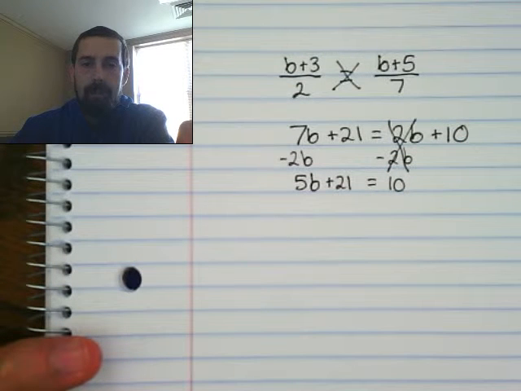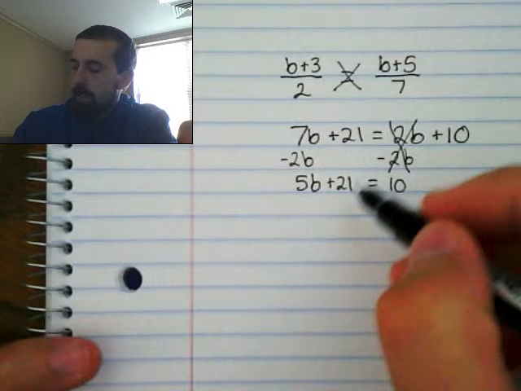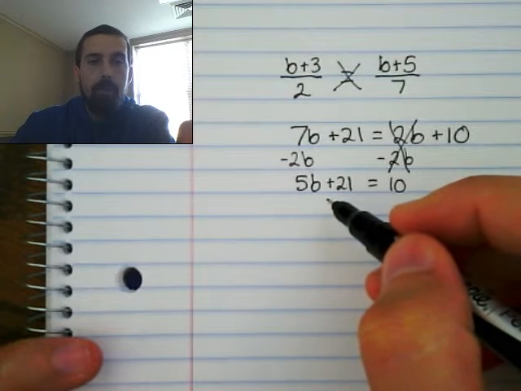Again, the b's go with b's. Apples go with apples, lemons go with lemons, oranges go with oranges. You have to make sure it's all going together. So right here, now it just becomes a linear equation. You have to solve for your variable.